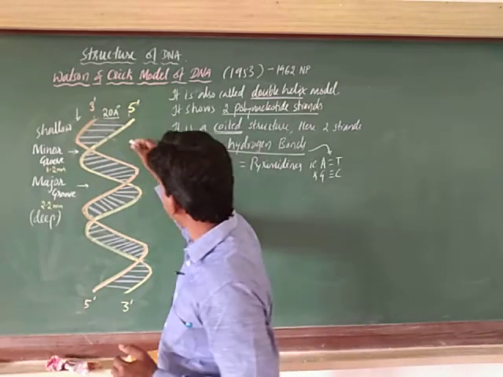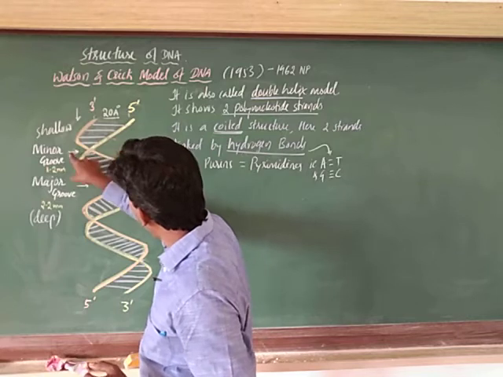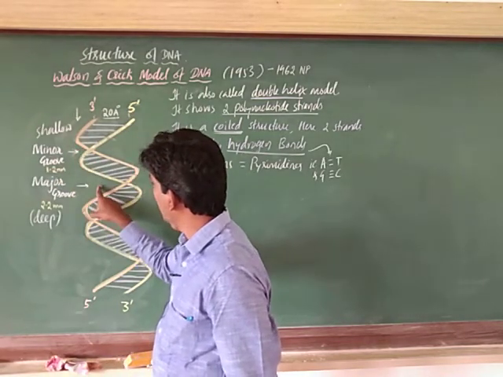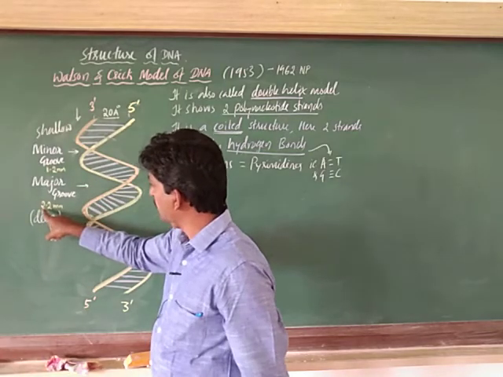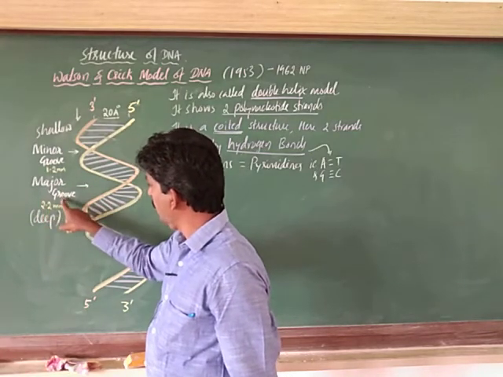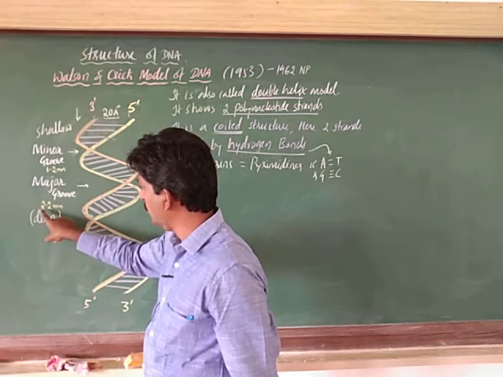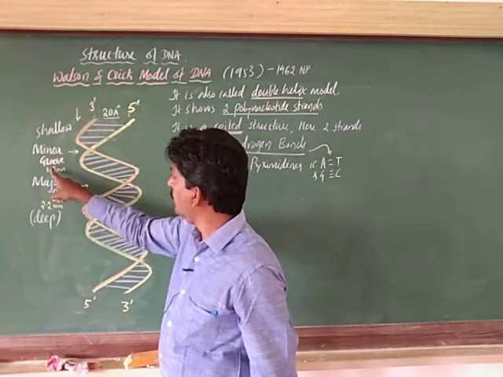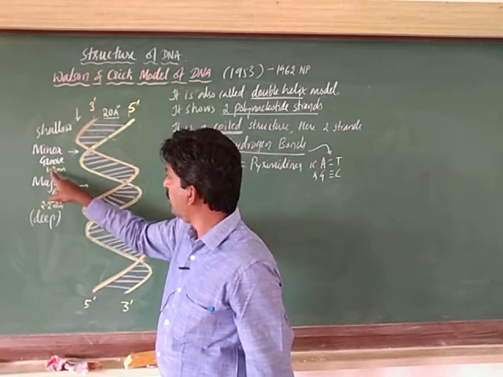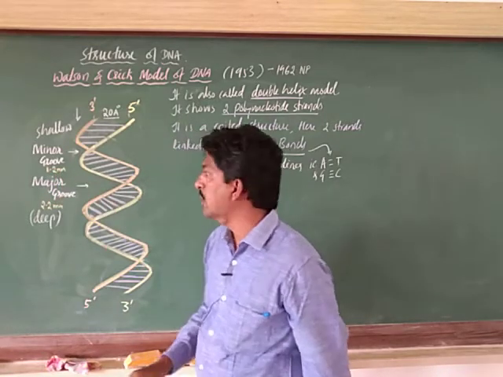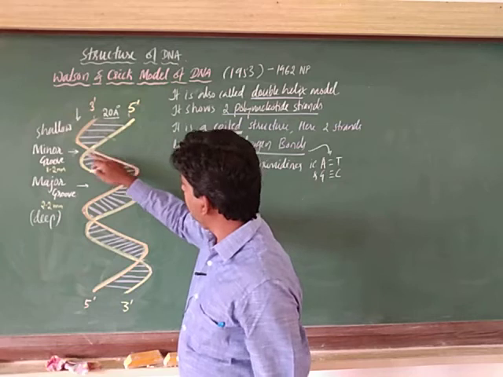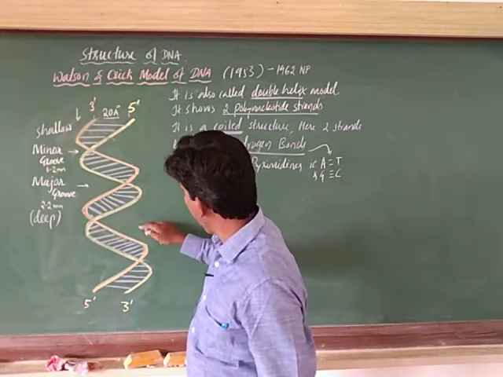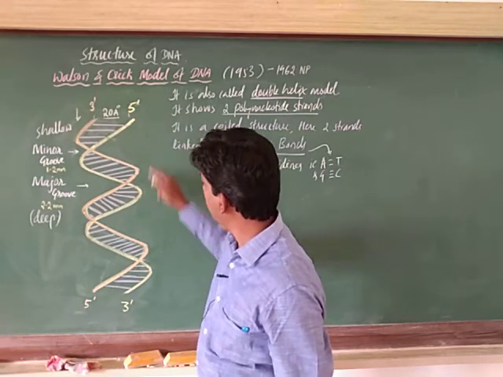From here you can observe the minor groove and major groove. The major groove measures about 2.2 mm, and the minor groove measures about 1.2 mm. You can consider from minor to minor or major to major. This is what we call a complete turn.